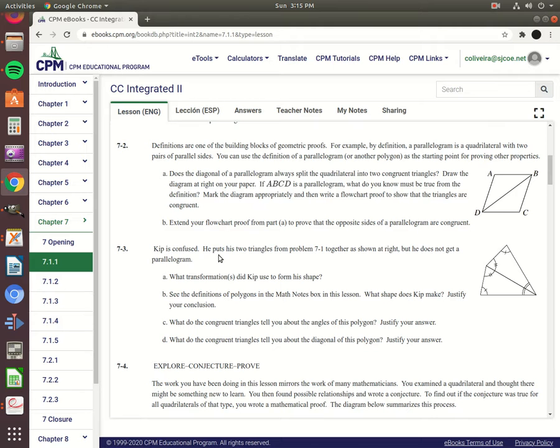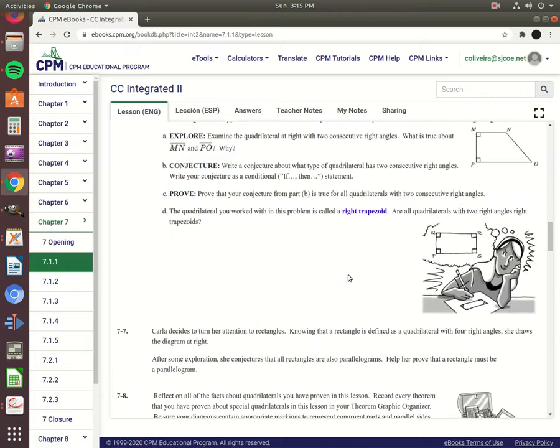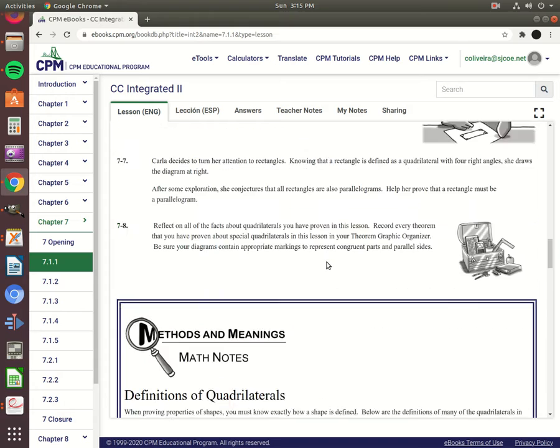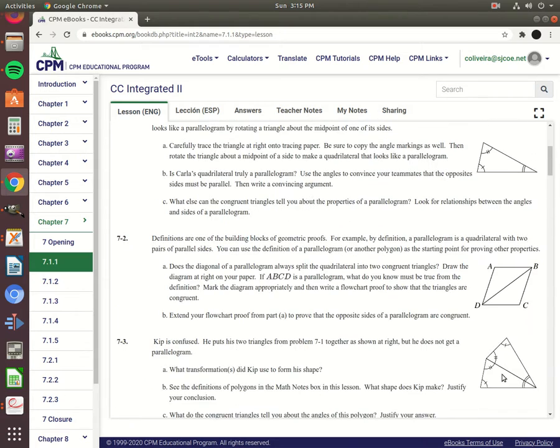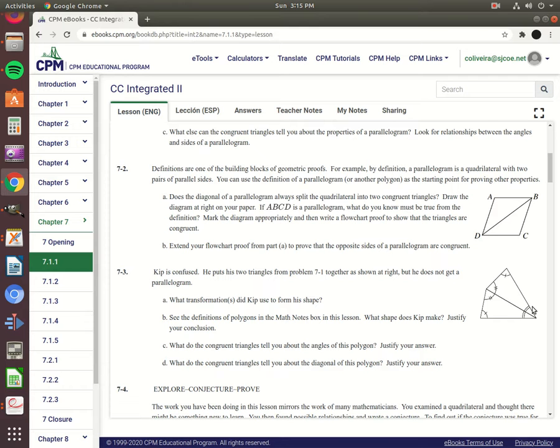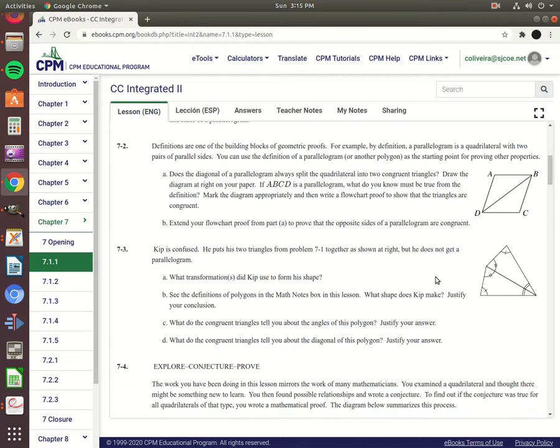So if we jump to 7.3, it says Kip is confused. He put the two triangles together like this, but he does not get a parallelogram. So what transformation did Kip use? This looks like a kite. And it says, see the definitions in the polygon math notes, which we've already looked at. And a kite is a quadrilateral with two distinct pairs of consecutive congruent sides. And there we go, right? These are congruent. So this whole bottom side is congruent to this whole top side. So we have angle, angle, side congruence, or angle, side, angle congruence. Either way, congruent triangles. So definitely have those there.